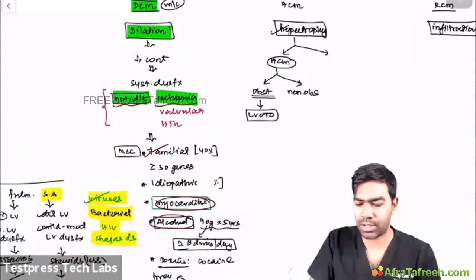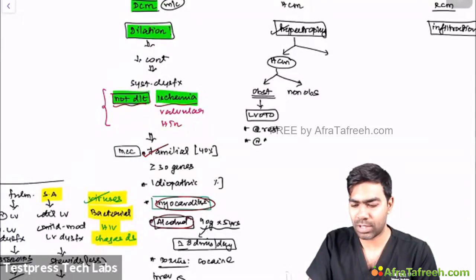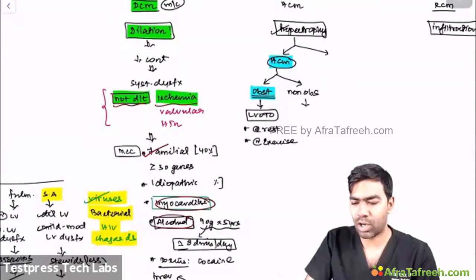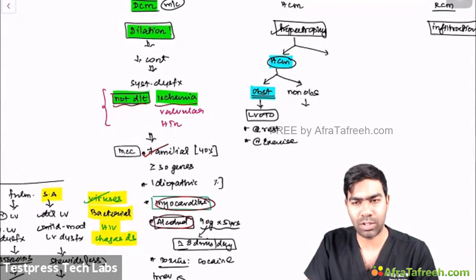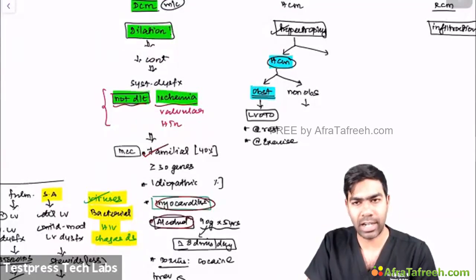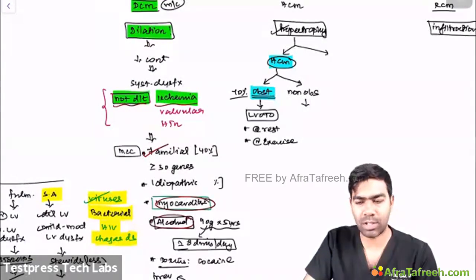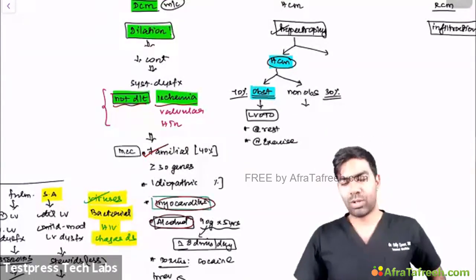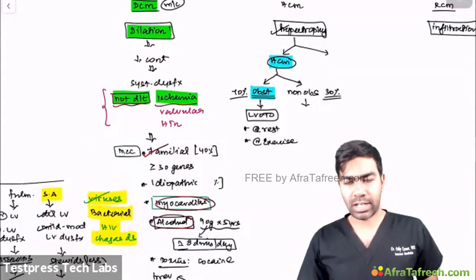Remember, this LVOT obstruction can be present at rest or can be present only with dynamic maneuvers like exercise. So either the LVOT obstruction is present at rest or at exercise, doesn't matter. It will be called hypertrophic obstructive cardiomyopathy only. But you have certain non-obstructive variants of hypertrophic cardiomyopathy as well, which are also quite common. These non-obstructive variants are still there in India also. In fact, in Asians, non-obstructive variants are quite common, even though Western textbooks give 70% obstructive and 30% non-obstructive.